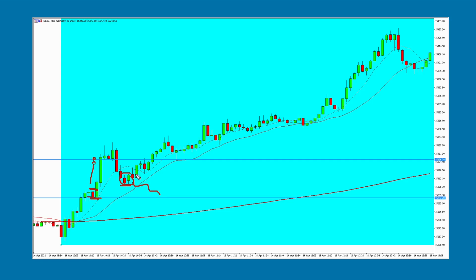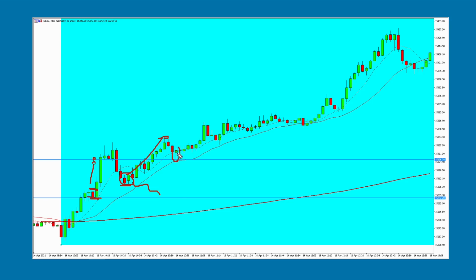So what would I do? It's to wait for the price to break that last resistance, and that happened here, and then wait for a pullback to the moving averages. And here we can see a perfect entry.